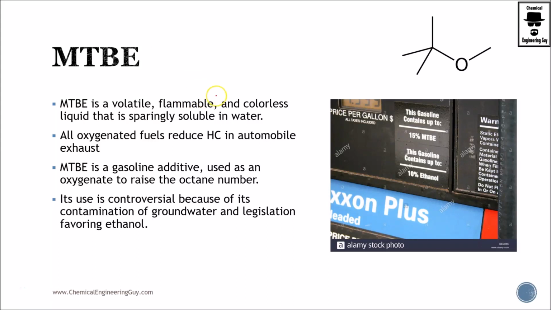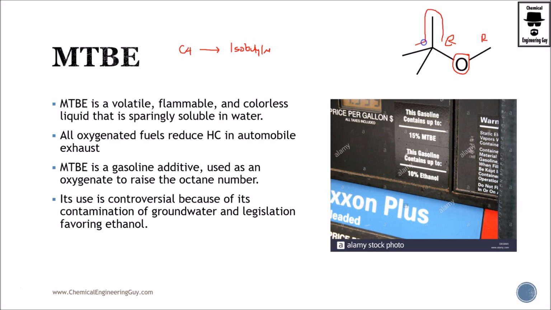MTBE, or methyl tert-butyl ether, is technically speaking not a 4-carbon molecule, but I added it here, and you will see also in textbooks and in theory, that MTBE might be added in the C4 cut. This is mainly because it is produced from isobutylene and methanol in order to make this ether. So what's an ether? It's an oxygen bonded to two hydrocarbon chains.